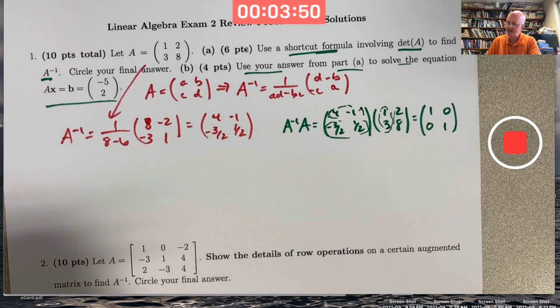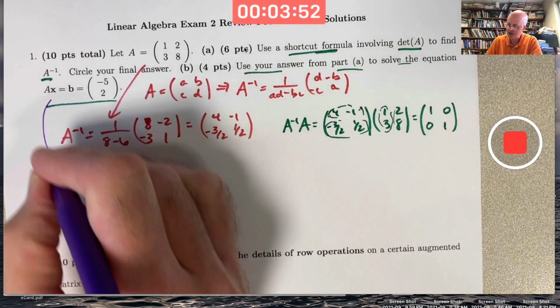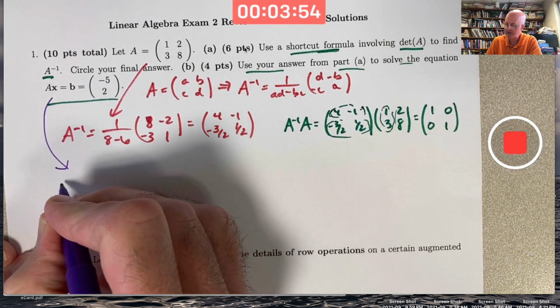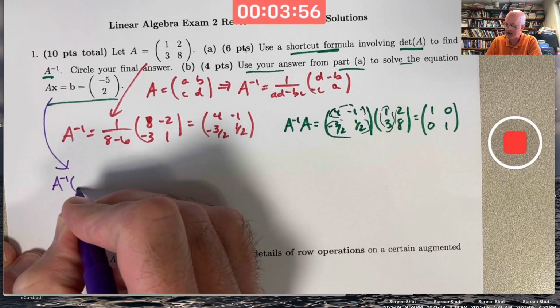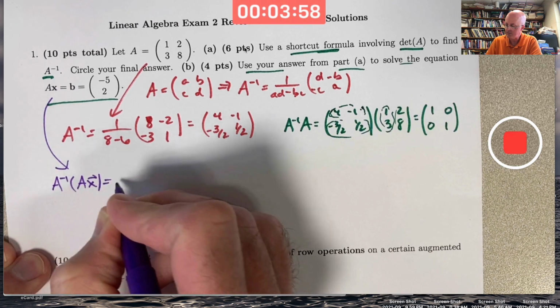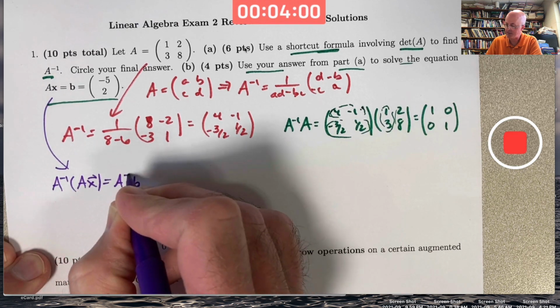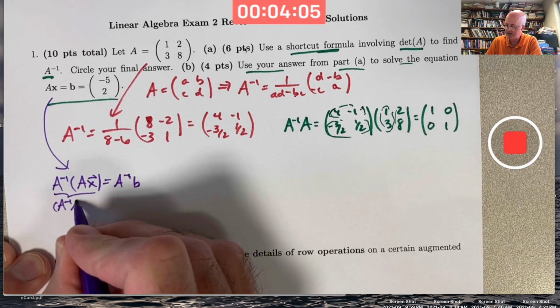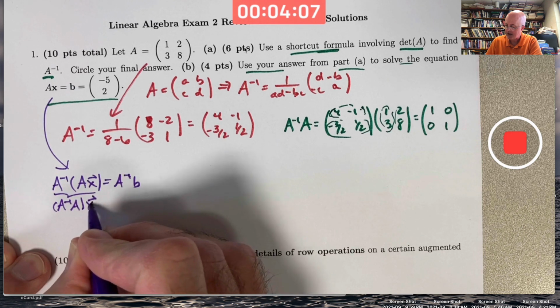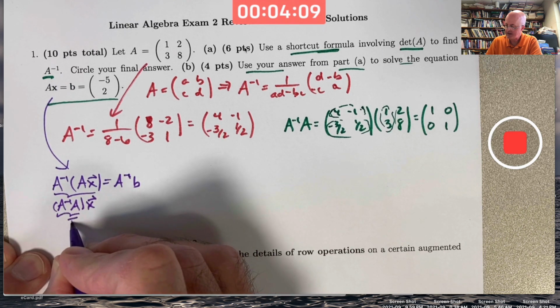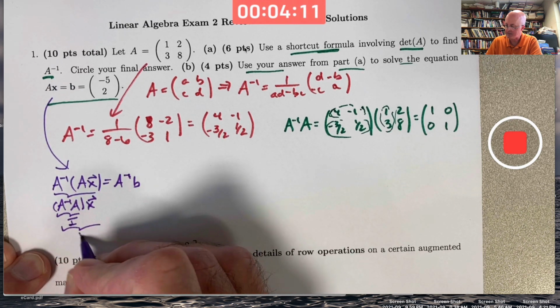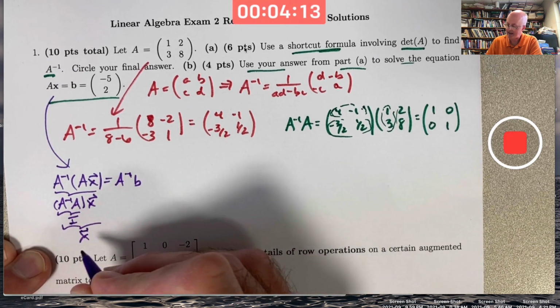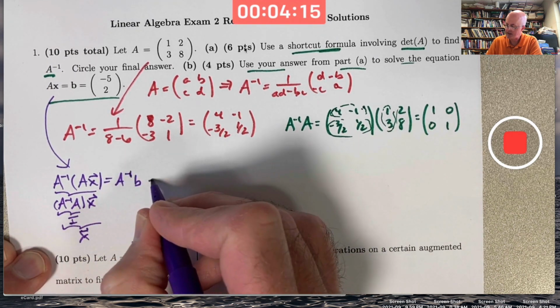Now, let's do part B. To solve this equation for the unknown vector x, we need to multiply both sides by A inverse. Or you can just write down the answer. It's ultimately going to be A inverse times b. This simplifies to A inverse A times x. And A inverse A is the 2 by 2 identity matrix, I, times x, so this becomes x. And that's enough to say that x will equal A inverse times b.